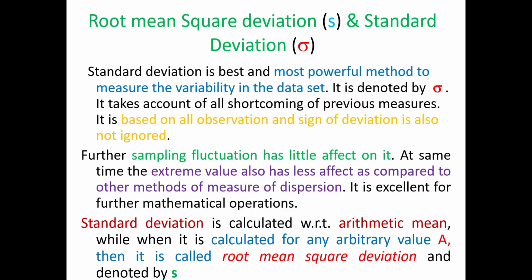Next come to root mean square deviation or standard deviation. This is one of the best, the most powerful measure of variability. It is denoted by sigma. It removes all the shortcomings of the previous methods. Range is not considering all the data. Mean deviation is ignoring the sign. But standard deviation is based on all the observations, and the sign of deviation is also considered. Further, sample fluctuation has very little effect on it, and extreme values also have much less effect compared to other methods of dispersion.